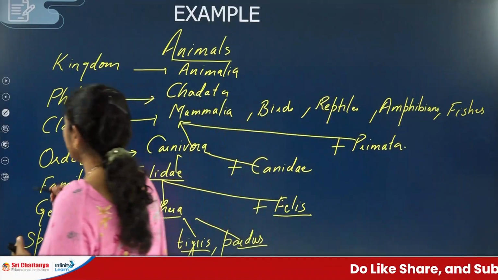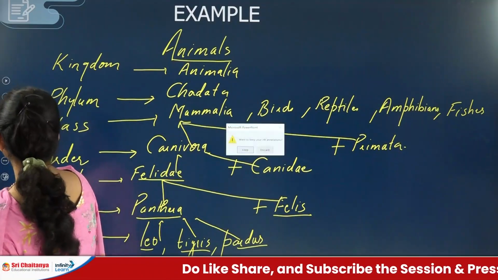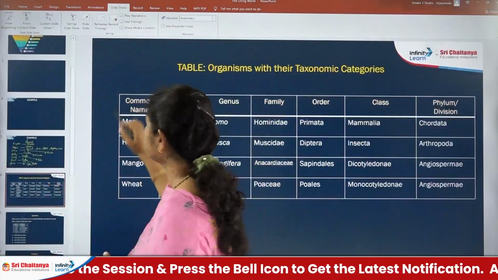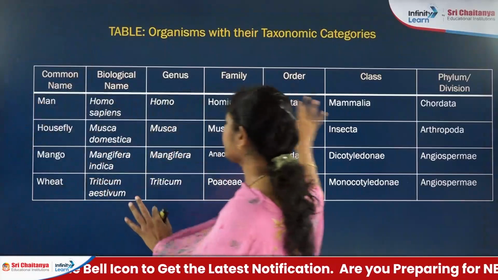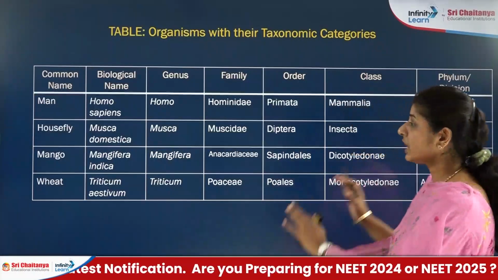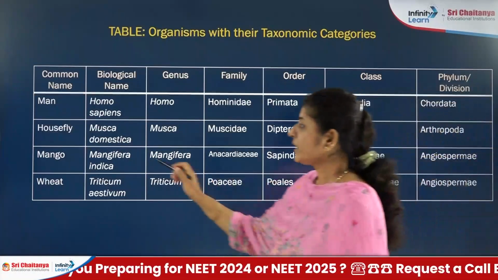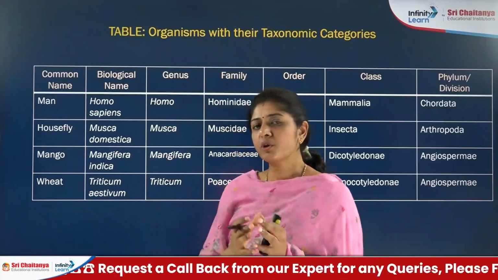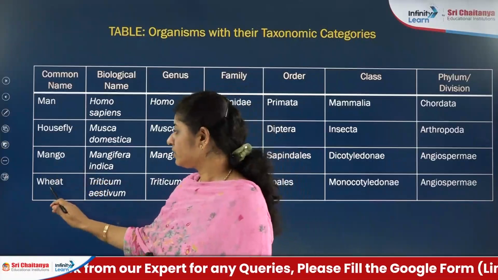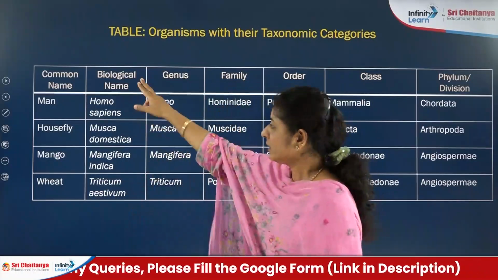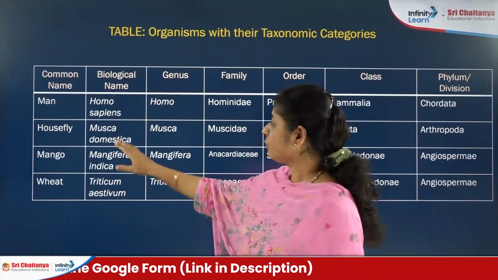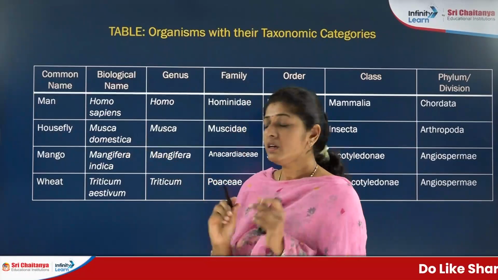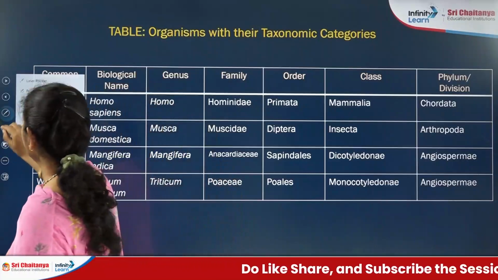Okay, now in your book, they have given one more thing. This is a commonly given table at the end of your chapter. This is again very, very important. The first two examples they have given are for animals, the last two for plants. If I say more about the plants, this one is dicot and this one is monocot. Be careful. Here are the biological names: for man, Homo sapiens; for the housefly, it is Musca domestica. Be careful, what is the word here?